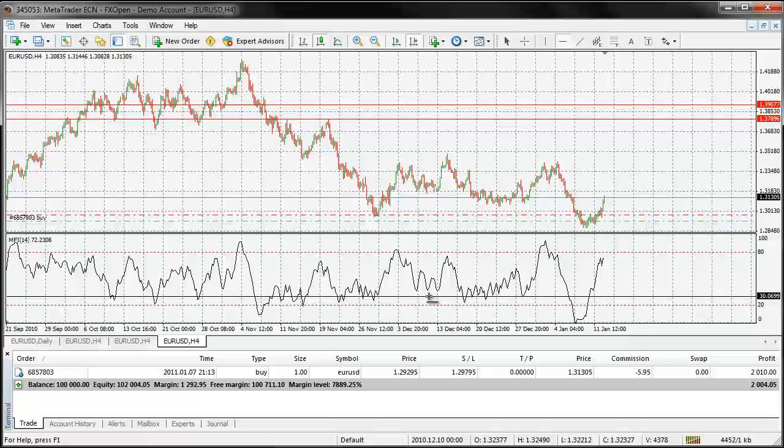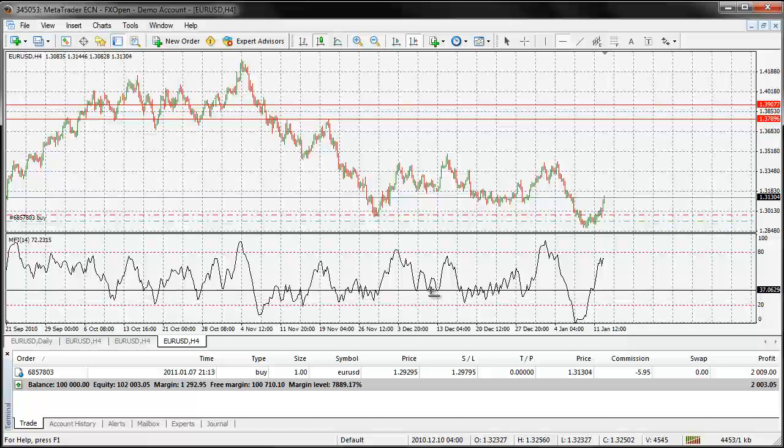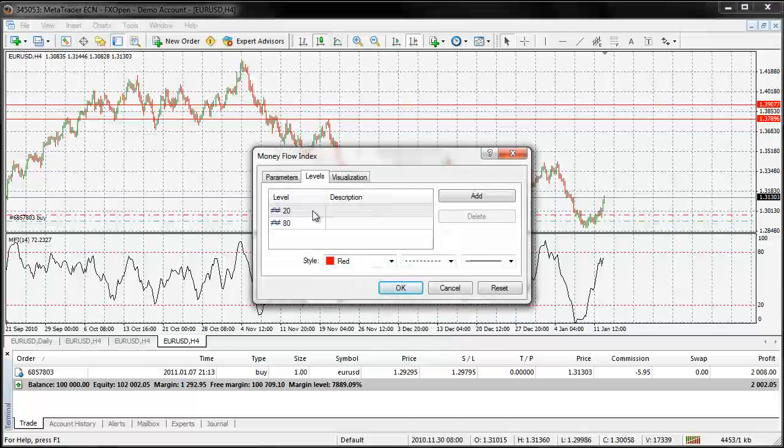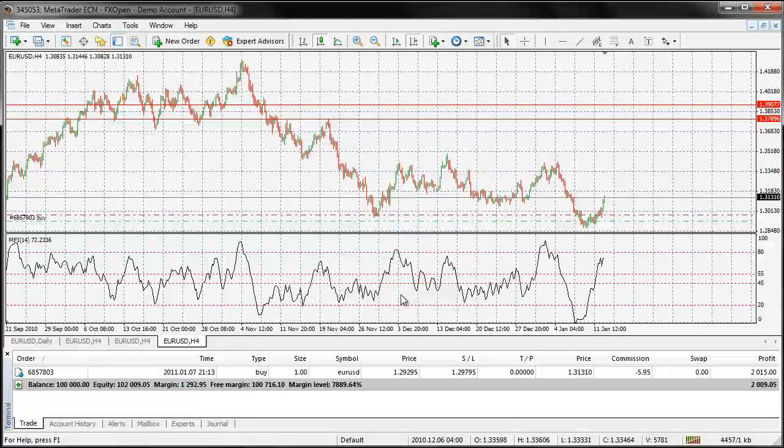Alright, so what I tend to do is I'll put in some more levels. Well, actually I can take that out. Let's just delete that. What I can do is right click on the indicator, go to the MFI properties, and I can go in and put in some other levels if I want to. Alright, so let's go ahead and add a 55 level, and then just go ahead and click another one and choose that, and choose 45. Oops, 45, and then click on OK.